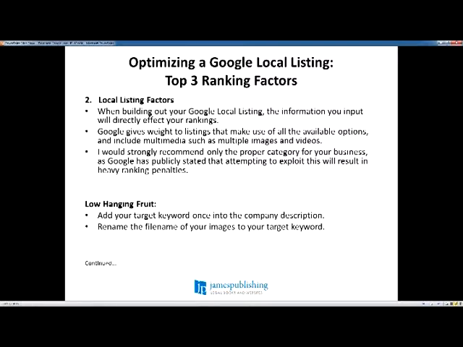So next is just kind of a warning and a tip here. I strongly recommend only using the proper category for your business. Google has publicly stated that attempting to exploit this will result in heavy ranking penalties. In the past, what we've seen is attorneys will select attorney, lawyers, criminal defense lawyer, personal injury lawyer, really just everything. And in the beginning, it worked well. You would show up for multiple areas. You get more calls.